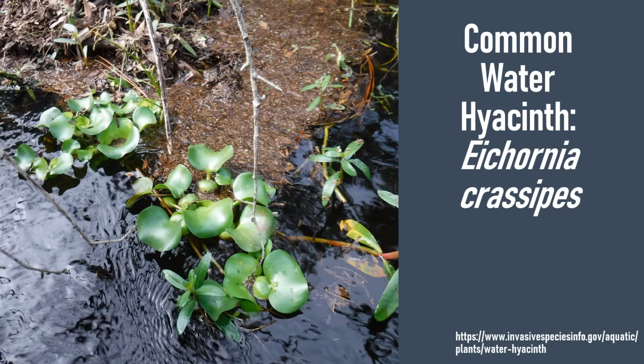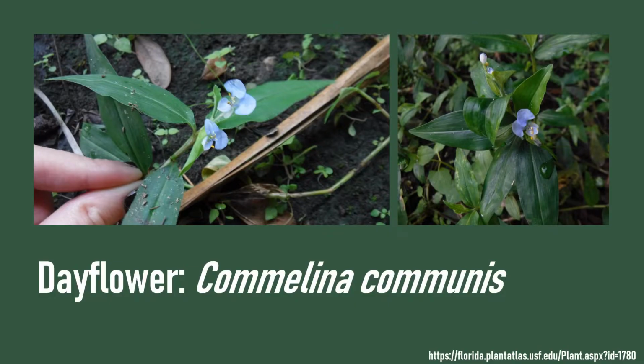Here I have the common water hyacinth or Eichhornia crassipes. We've seen this plant before. It is highly invasive and spreads very quickly and also crowds out other plants from growing. This plant was near the bank of the river where we put our canoes in.